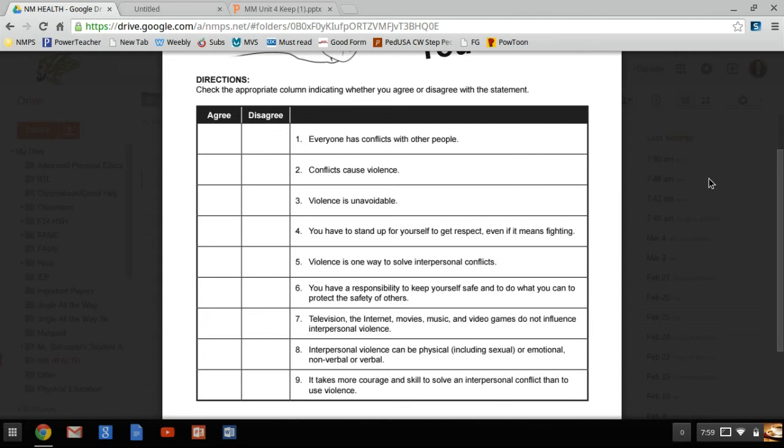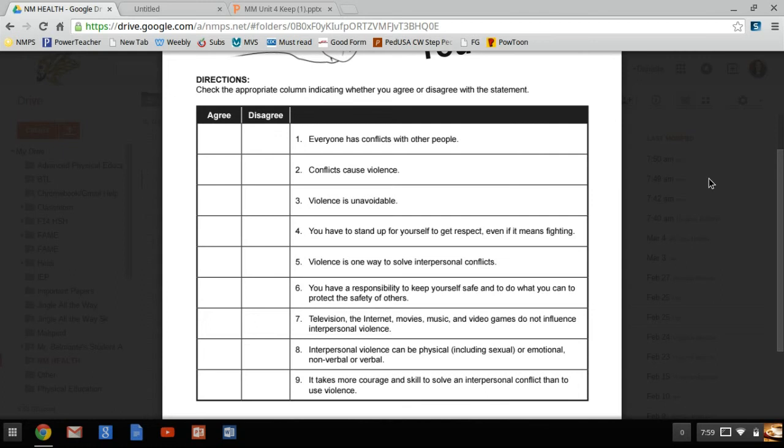Number 4, you have to stand up for yourself to get respect, even if it means fighting. I want you to think about a situation where you got in a fight, and if that even worked out. There's many times where you can get into a situation with someone and not fight about it, but it gets heated. And then there's a situation where someone hits someone. Do you respect that person more or less because they acted out? Fighting is a way to respond to interpersonal conflicts, but it never solves the conflict. In fact, it may increase the possibility of retaliation and revenge. So again, it's a response to conflict, but it doesn't have to be. And again, we know that physical fighting does not resolve anything.